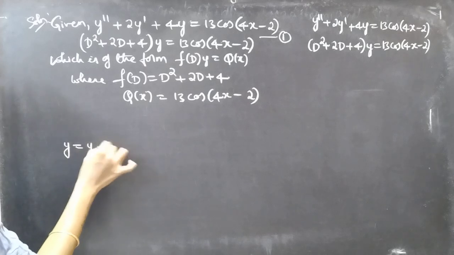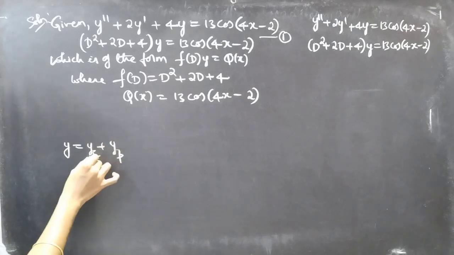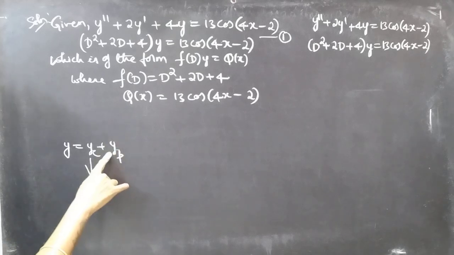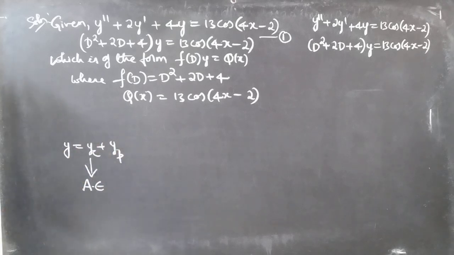Right, now we need to find the general solution to the given equation, which is given by y equal to yc plus yp, where yc is a complementary function, yp is a particular integral. We'll find yc using the auxiliary equation, and later we'll go for yp. We'll find yp using direct formula or with the help of trial method. Now coming to the auxiliary equation.